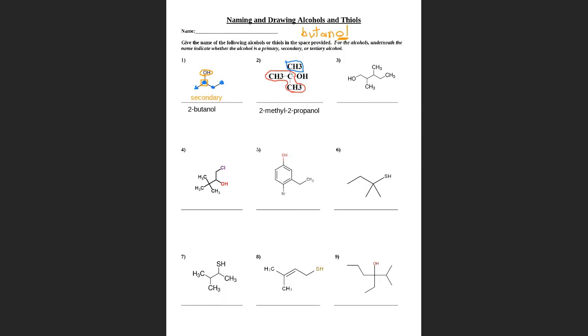So, what type of alcohol is this? Primary, secondary, or tertiary? Yeah, because if you look at the alpha carbon, which I'll go ahead and put a square around, that alpha carbon is directly connected, directly bonded to three other carbons. So that would be tertiary.